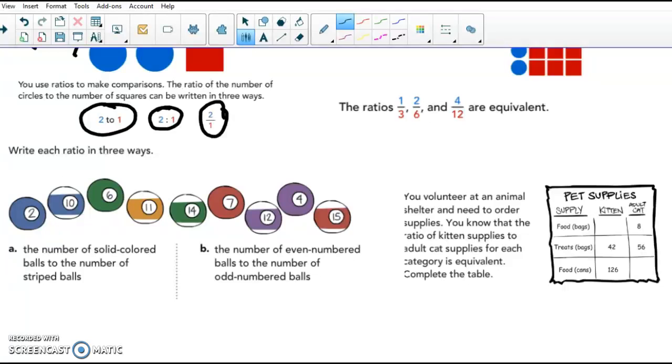So let's practice that. Take a second to write each ratio in 3 ways for letter A and letter B here using the colored pool balls. And I will work on that as you do as well, so you can check your work.